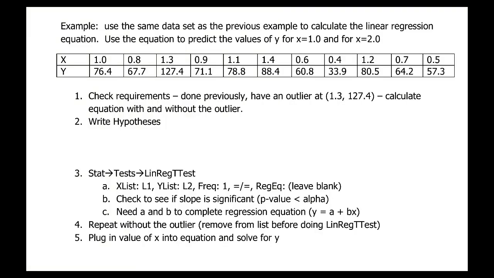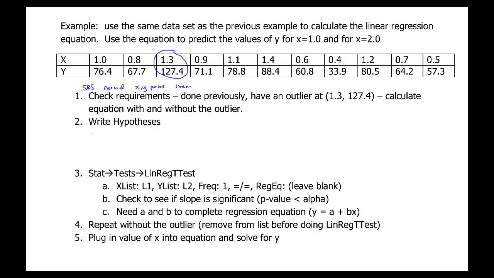Our example for regression is using the same data set as we used for correlation. So if you still have that in your calculator, we'll continue to use it. The requirements are the same as for correlation. So we had the simple random sample, normal populations, XY pairs, and the scatter plot showed that it was linear, and we checked for outliers, and we know that we have an outlier in our data set. So let me circle that one again.